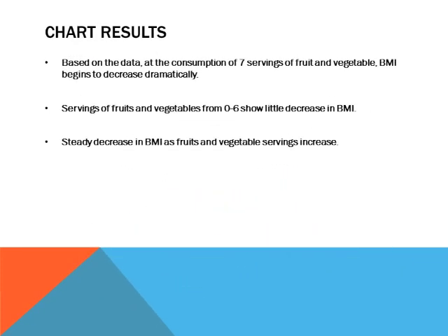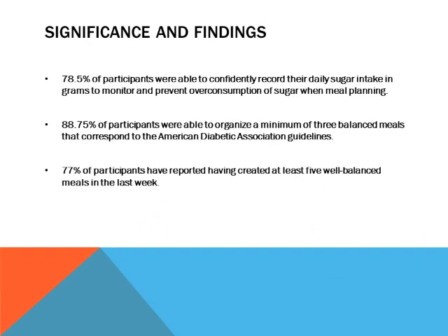Chart results. Based on the data, at the consumption of 7 servings of fruit and vegetables, BMI begins to decrease dramatically. Servings of fruits and vegetables from 0 to 6 show little decrease in BMI, and there's a steady decrease in BMI as fruit and vegetable servings increase.